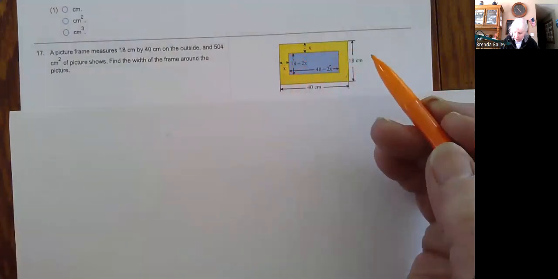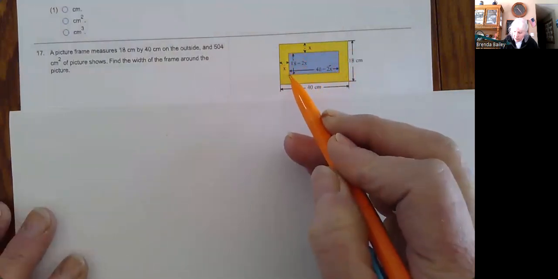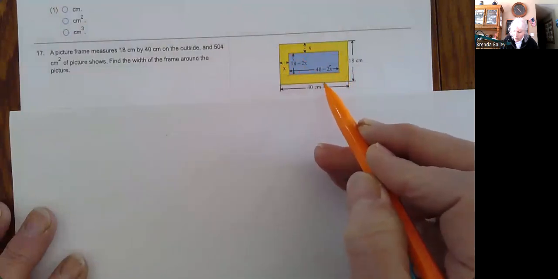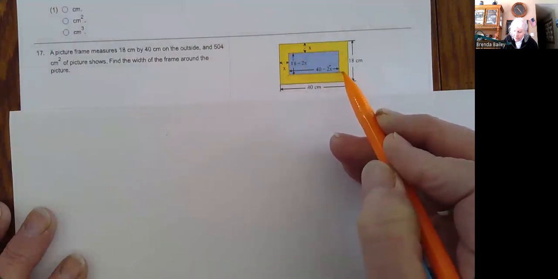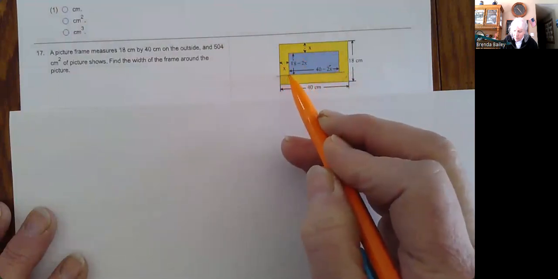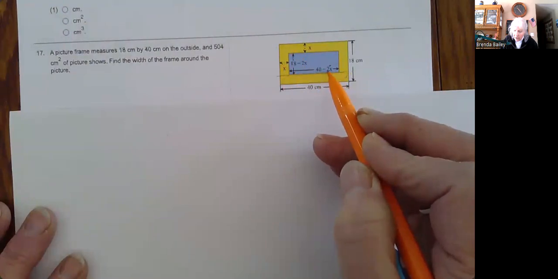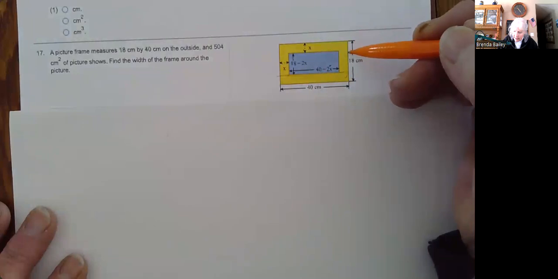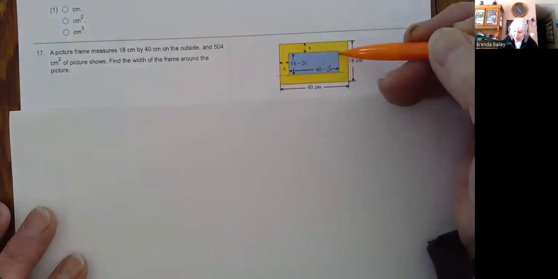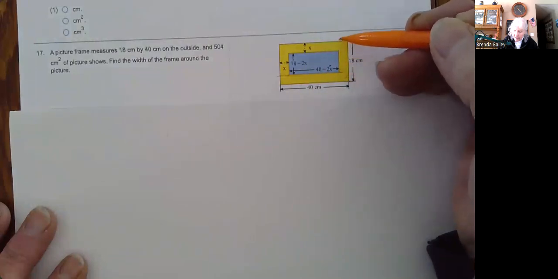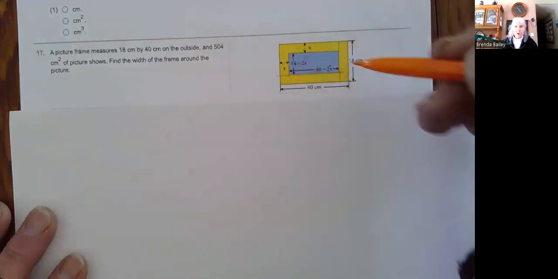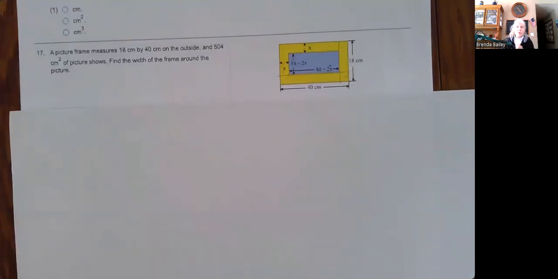The important thing here is, where did they come up with this blue length? Well, I know this is 40, and if you subtract this x and this x, that's why we have a minus 2x, you have this length of blue. This is 18, so to get this distance, you take the 18 and subtract this x and that x. That's why you've got a 2x. I just want to make sure you understood where that 2x came from.